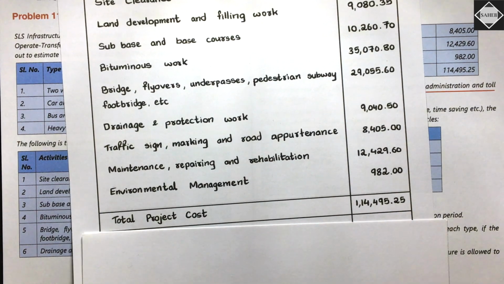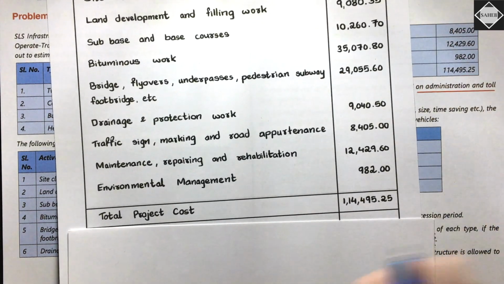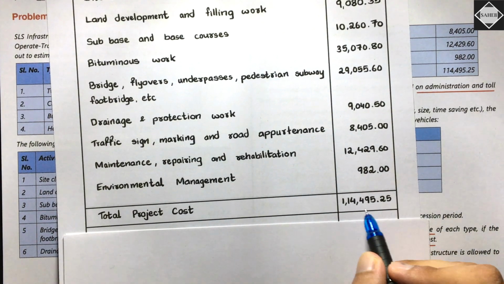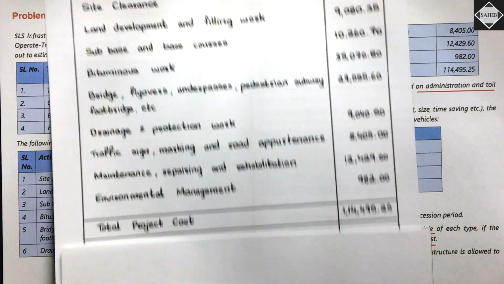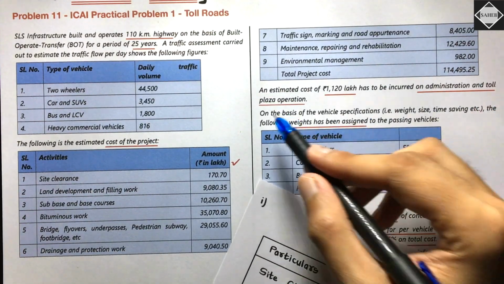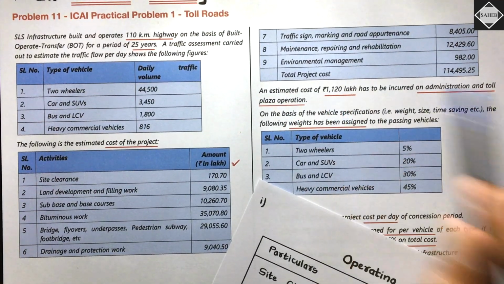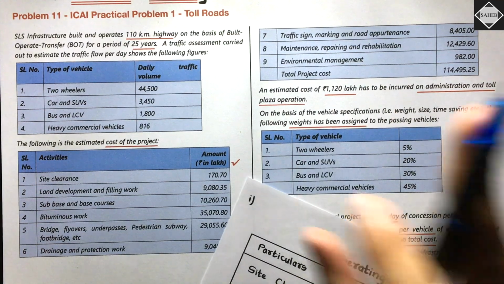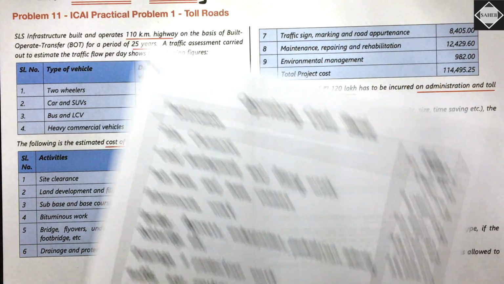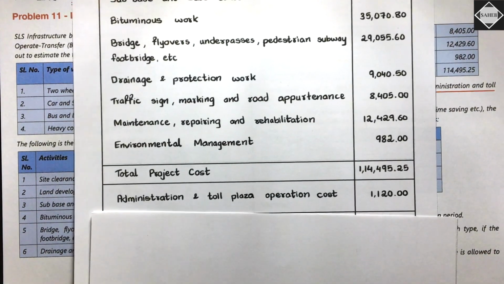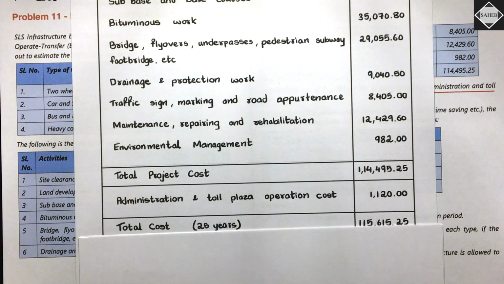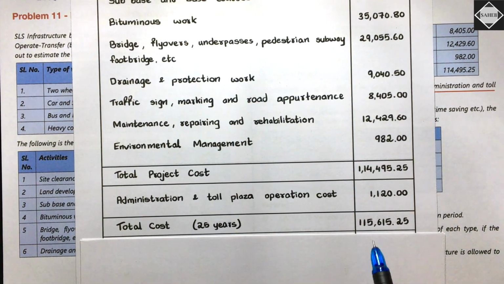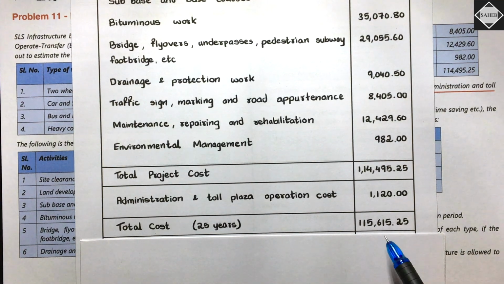1,14,495.25. Actually, it's in lakhs. It's different, but just for the calculation, I'm saying like that. Is it clear? Okay. Then they said there is administration and plaza operation cost also, 1120 lakh. So that also we have to take because we need total cost. Do you understand? Yes. So add that administration and toll plaza operation cost 1120. So if we add that, then we get the total cost, that is 1,15,615.25, right? What is this?